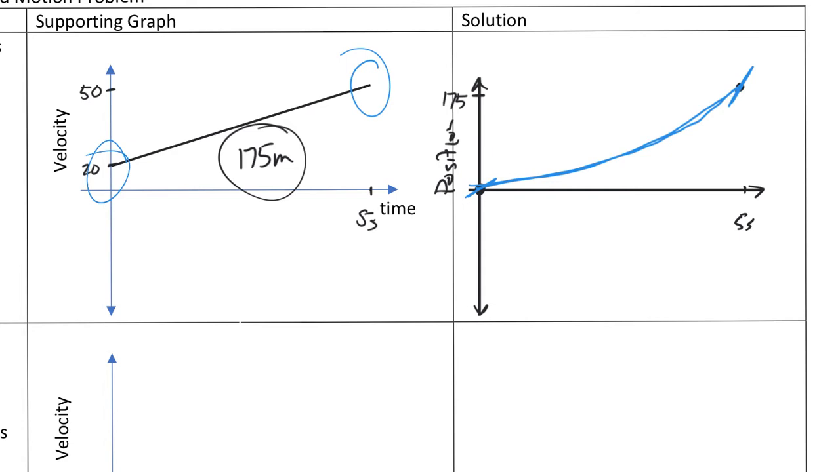What you are seeing here is what I'm expecting tomorrow a bit. Any questions about this? Yes, sir. How did you get 175 meters? I did 1/2 sum of the bases times the height. This is a trapezoid, so this is base 1, this is base 2. Base 1 is 20, base 2 is 50, height is 5. So 1/2, 20 plus 50 times 5, 20 and 50 is 70, 70 times 5 is 350, 350 divided by 2 is 175. Thank you.